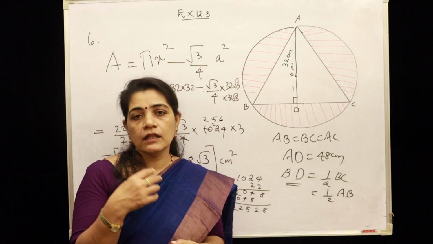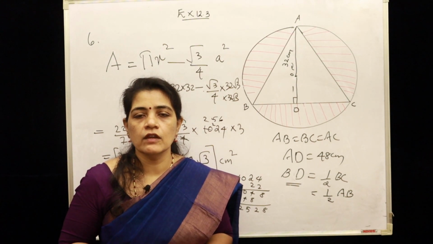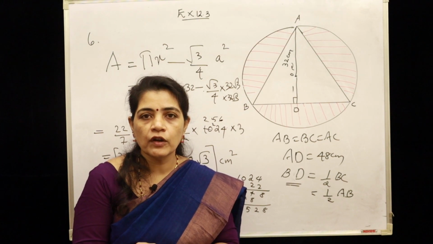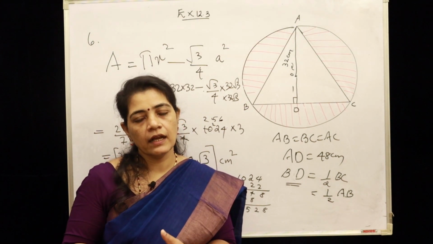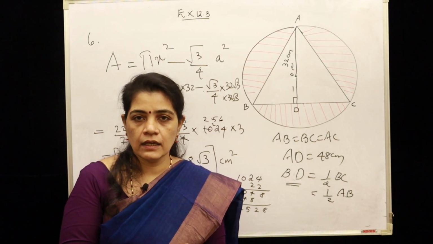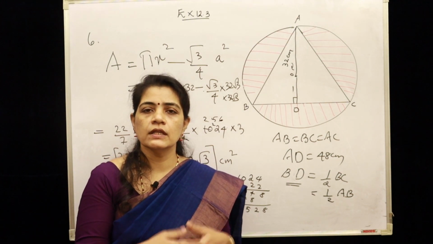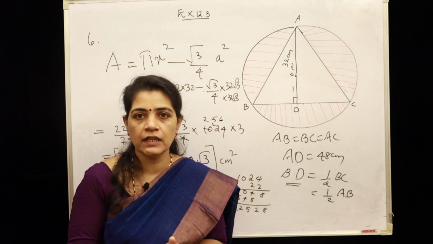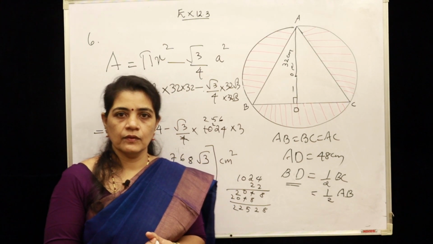So here the very important step is to find the side of the equilateral triangle, radius being given as 32, and since the center divides the median in the ratio 2:1, we can easily calculate AB. We have seen that the side is 32 root 3. Then the final calculation. I hope this problem is very clear to you, children. So let us move to the next problem.